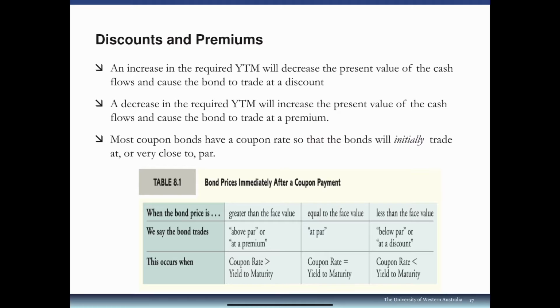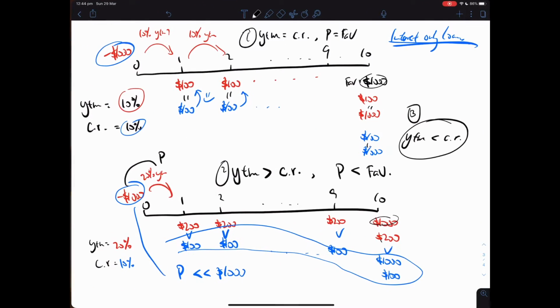So over here, discount and premium: an increase in the required yield to maturity would decrease the present value of the cash flows and cause the bond to trade at a discount. So the higher the required yield to maturity, yield to maturity here essentially is what is required from the bond buyer, from the one who is willing to lend the money to the bond seller. Actually, let me just do another quick diagram.